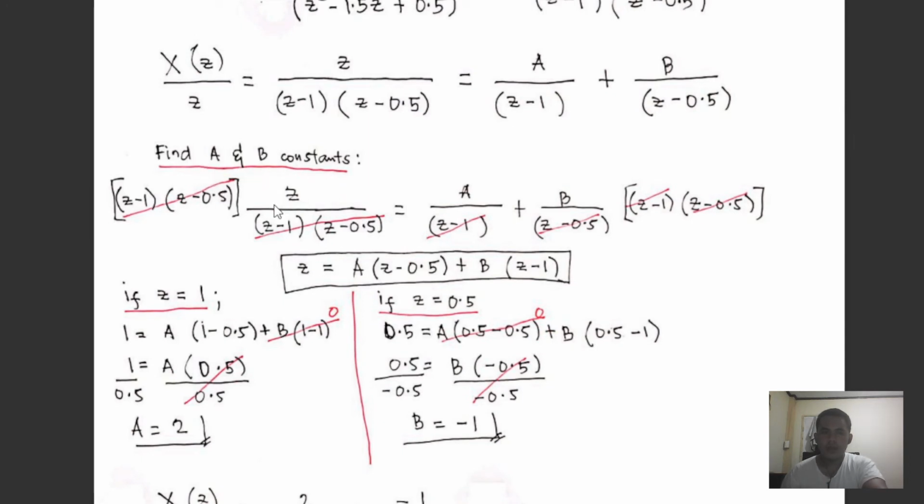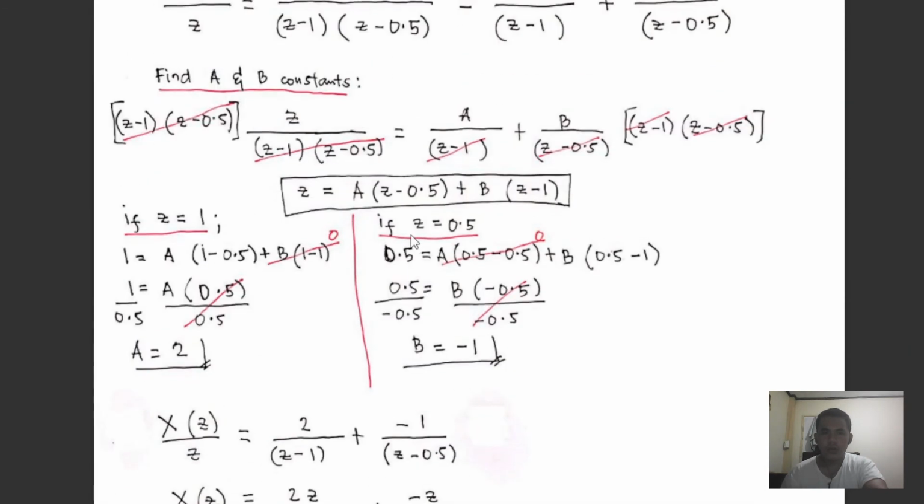Okay, in order to find the a and b constants, we need to multiply both sides of the equation by this denominator, so that we can cancel or remove this denominator in order to get this equation, which is G equals a quantity of z minus 0.5 plus b quantity of z minus 1.